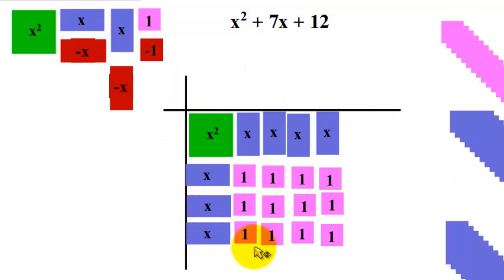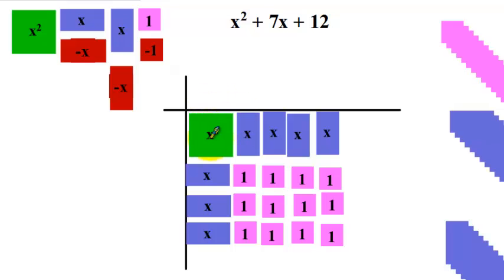Alright, now here we have already formed a rectangle. So I have x squared, 1, 2, 3, 4, 5, 6, 7 x's, and I have 1, 2, 3, 4, 5, 6, 7, 8, 9, 10, 11, 12. So we have already represented our x squared plus 7x plus 12 as tiles, and our tiles here form a rectangle. Now we will be able to get the factors using these tiles.